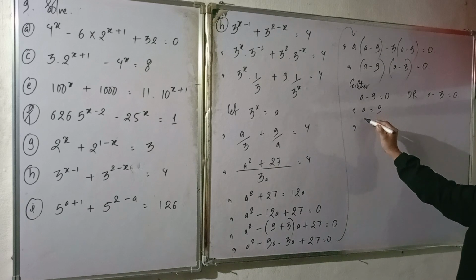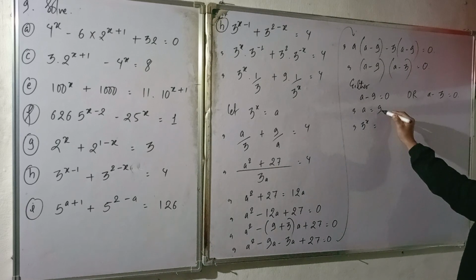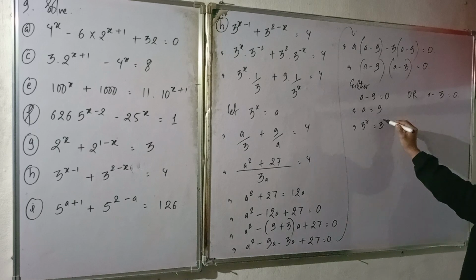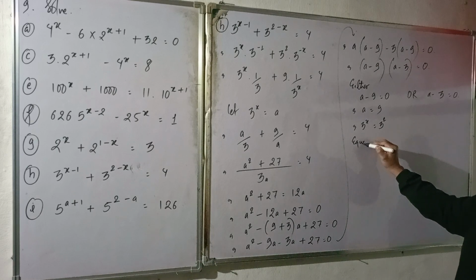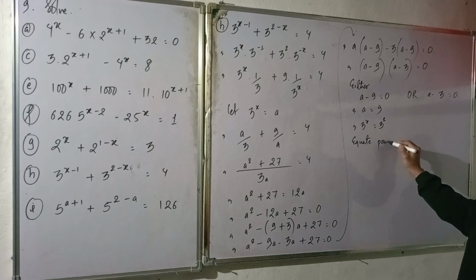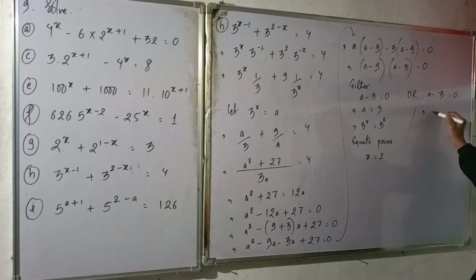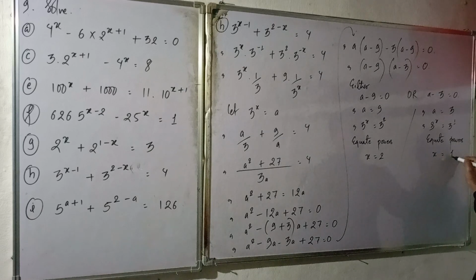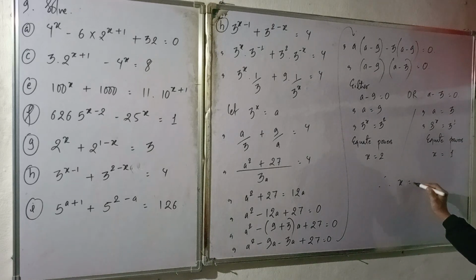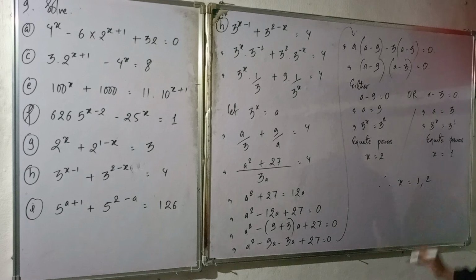So replace the value back: a is 3 power x. Now 9 can be expressed in power of 3, that is 3 power square. Now equate powers. x equals 2. Now similarly here also a is equal to 3, or 3 power x, and 3 is nothing but 3 power 1. Now equate powers. x equals 1. Therefore, two values for x, one is 1 and another is 2. Finished.